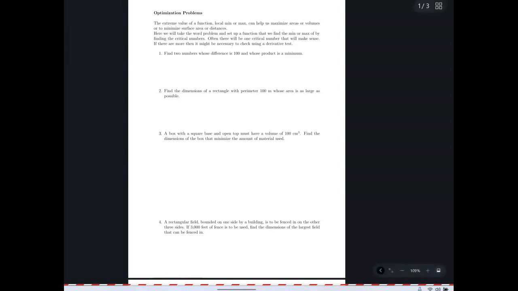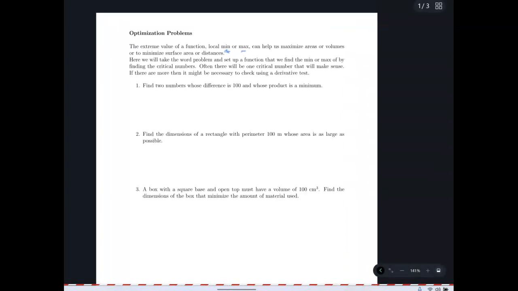All right, optimization means we're trying to find the max or the min of a function, and we know that's where the critical numbers occur, right? Where the derivative is equal to 0, and that will make sense. There's only going to be one critical number for each of the functions, so you don't need to go check to see if it is a max or a min. All right, so let's dig in.